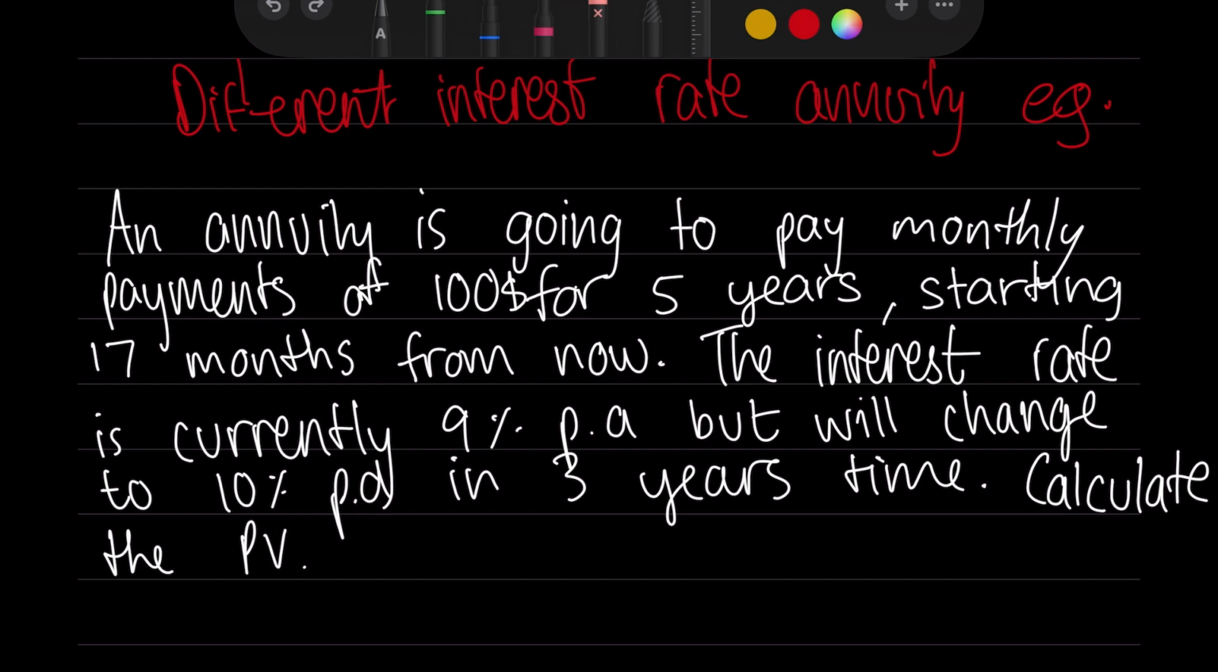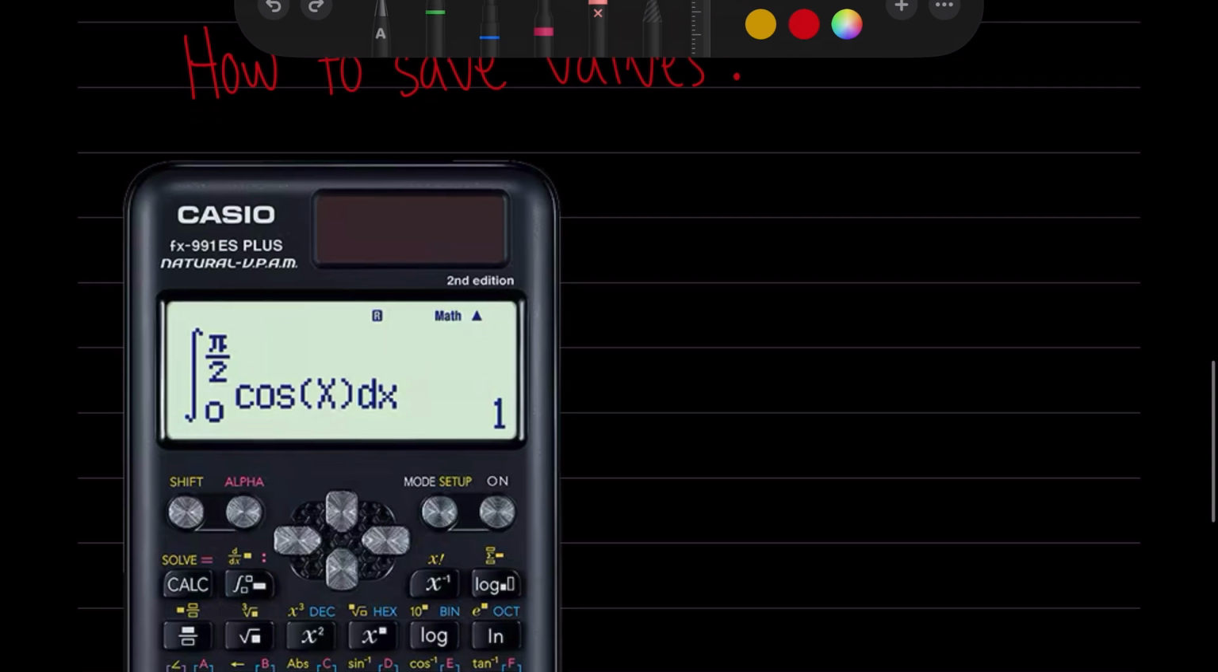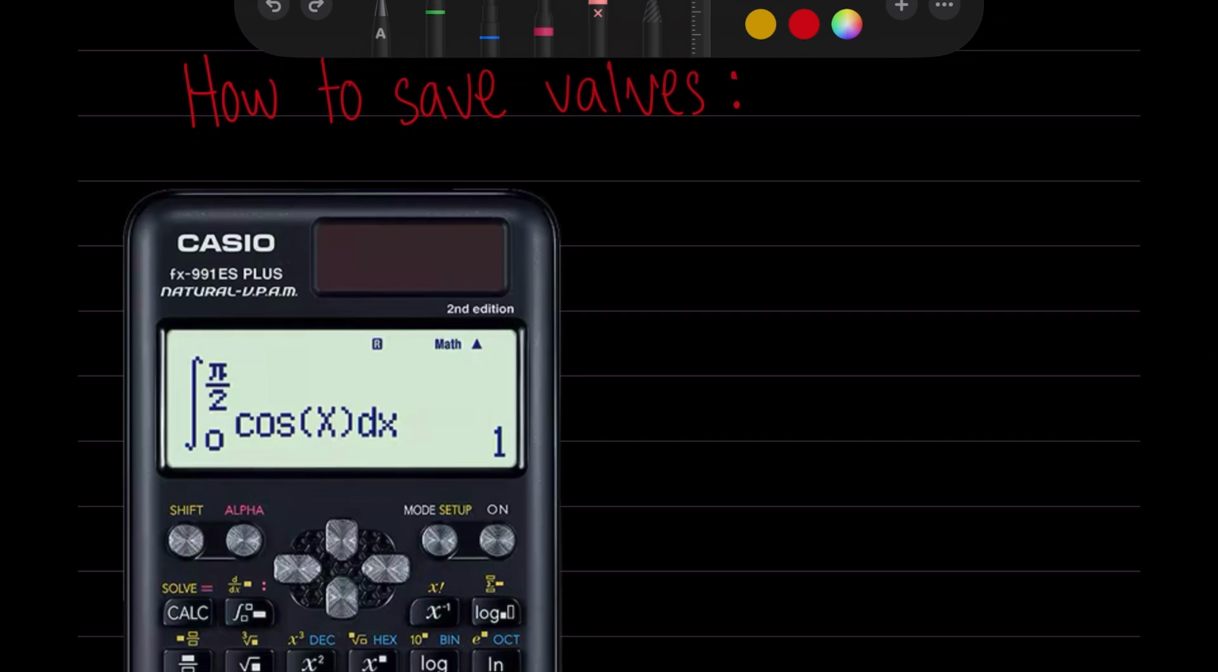In this video, we're going to talk about different interest rates in our annuity calculations. Before I jump into the question I've got there, I want to talk about something here. In these FinMaths questions, when we're calculating j, there are lots of interest rates, so these numbers are long. There's not enough memory in the calculator, even if you wanted to write out these long numbers.